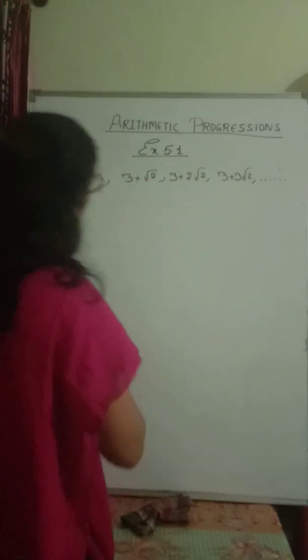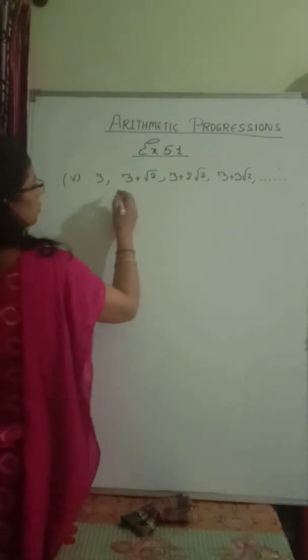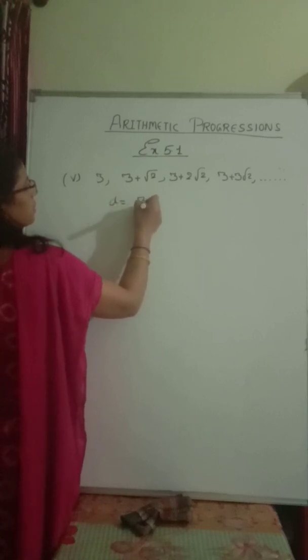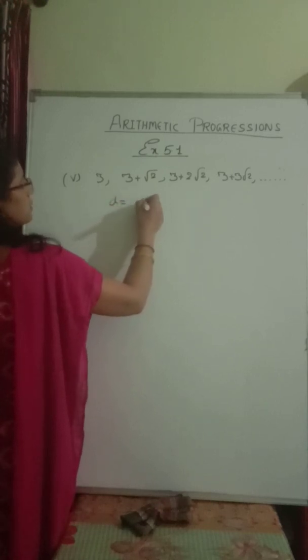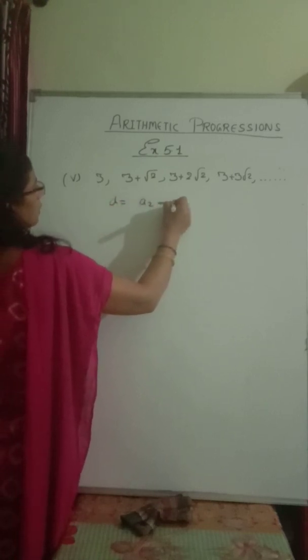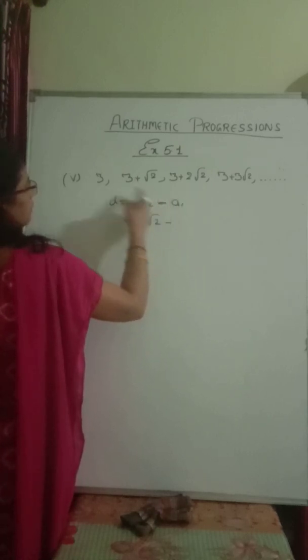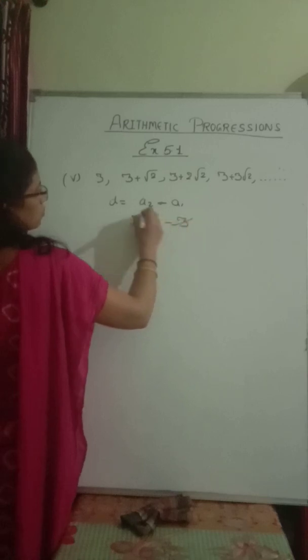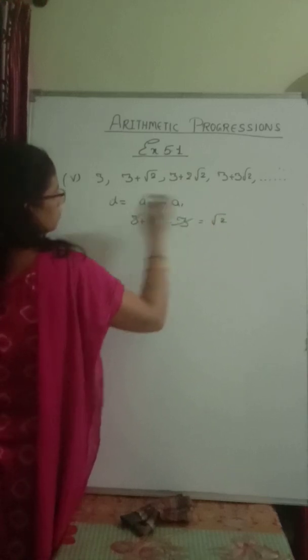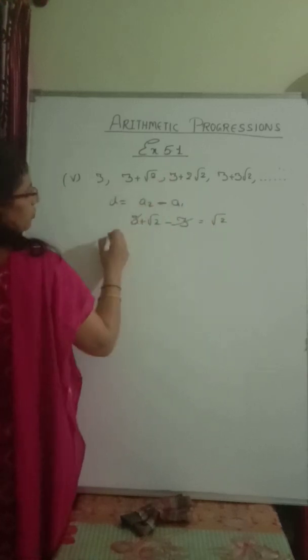Okay, so what we have to find is whether it is in AP or not. So find the common difference, A2 minus A1. A2 is 3 plus root 2 minus A1, which is 3. The 3 and 3 cancel, so the common difference is root 2. One more time we will find it from here.